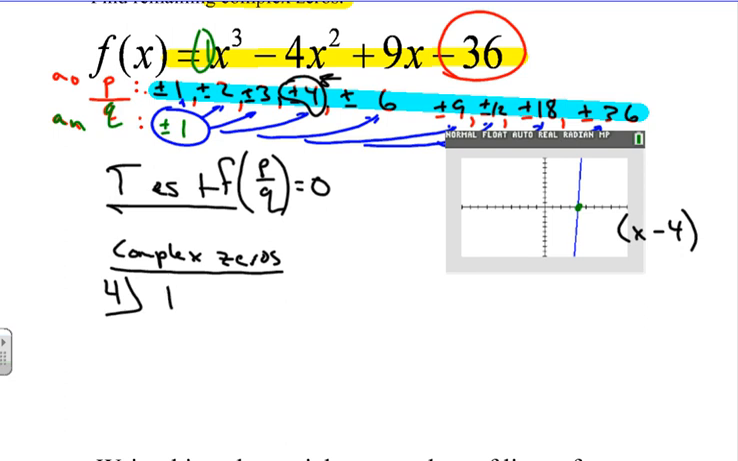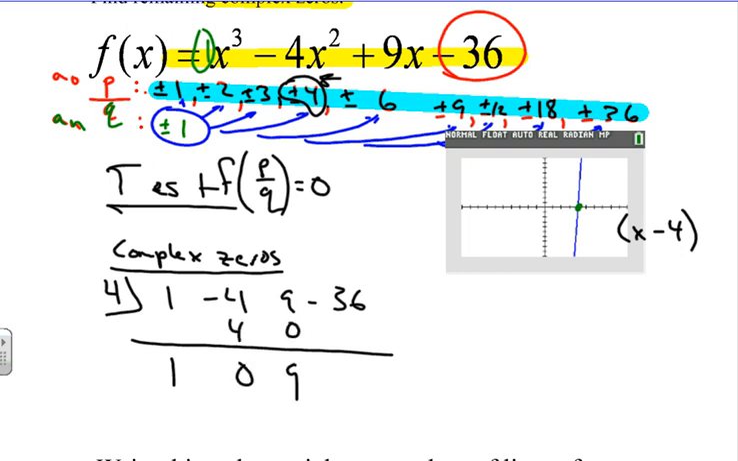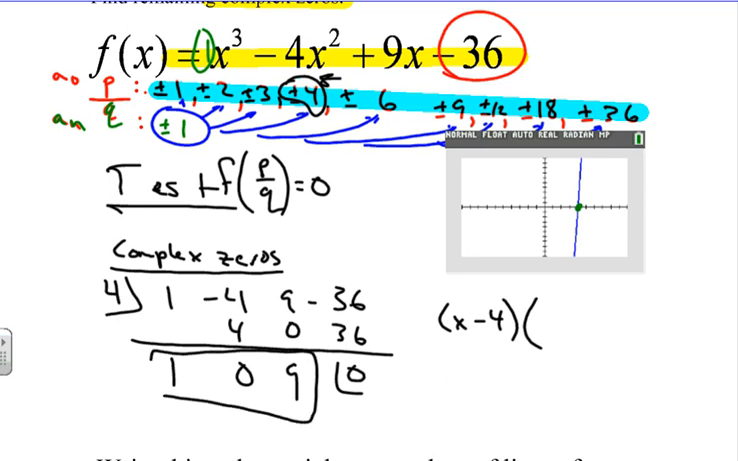And I have 1, negative 4, 9, and negative 36. And I'll divide this out. And I have 1, 4, 0. That's 0. That's 9, and 36. And I get a remainder of 0. So what I find is that I have another factor right here. Looking at this, I can notice that I have x squared plus 9.